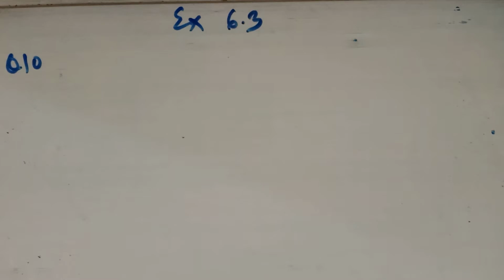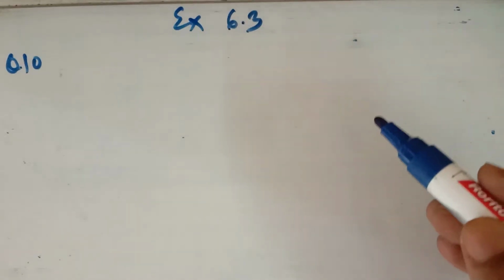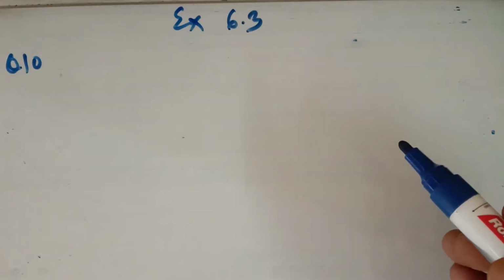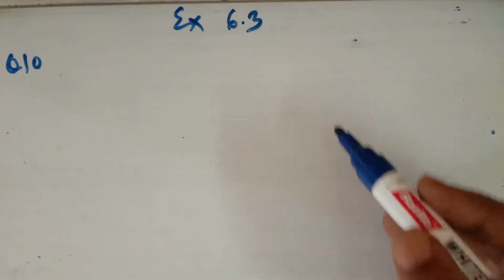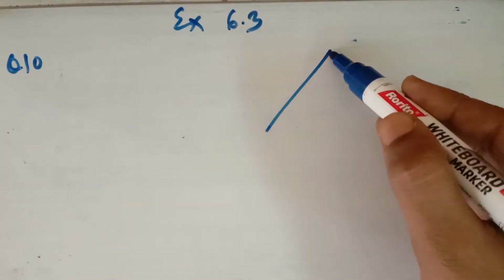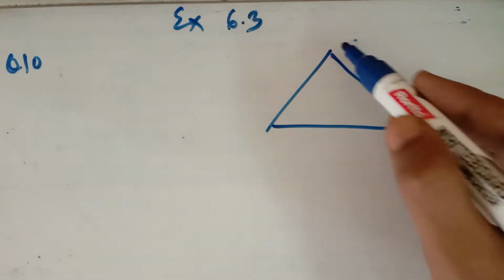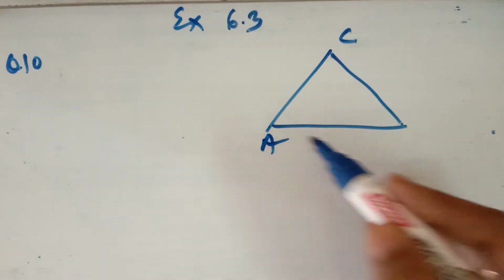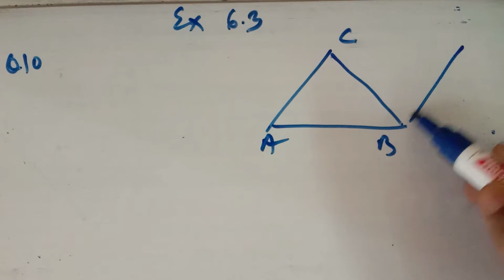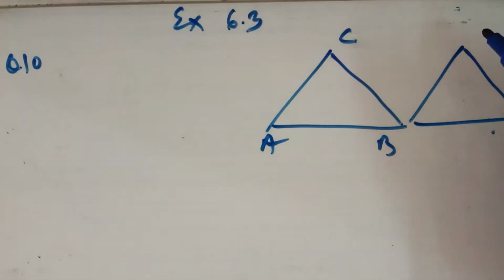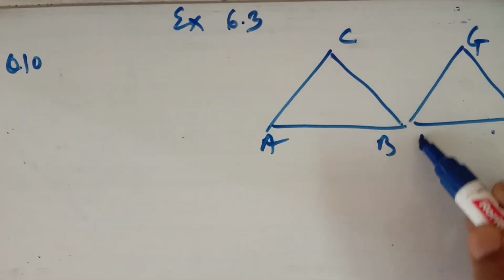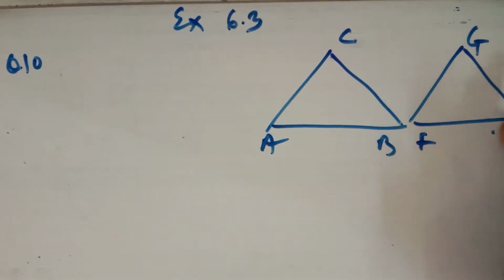Now in question number 10 it is given that CD and GH are respectively the bisectors of angle ACB and angle EGF, such that D and H lie on the sides AB and EF of the triangles ABC and GFE. So it is given that there is triangle CAB, and we have another triangle, GFE.